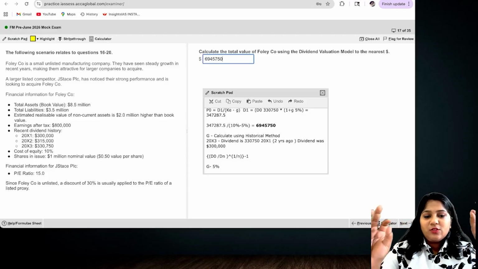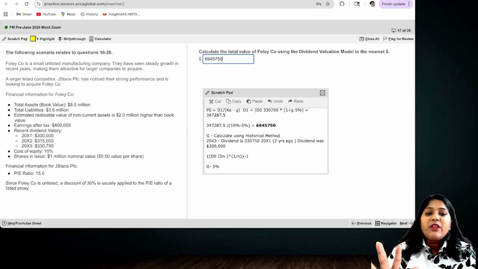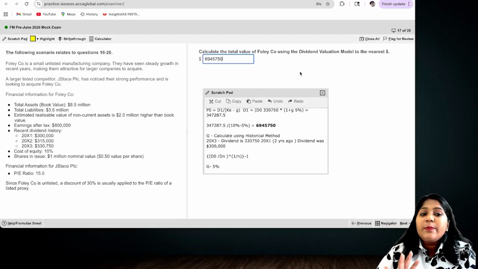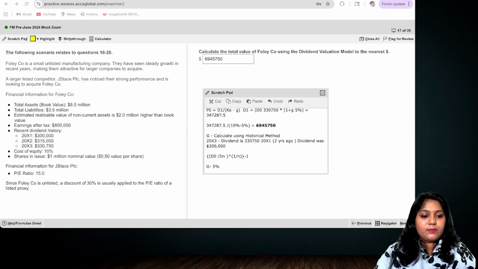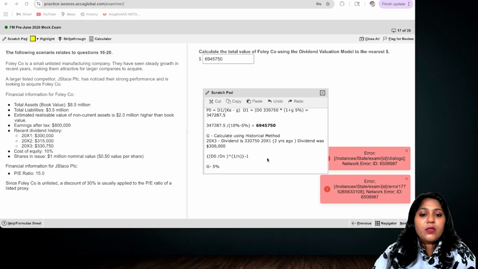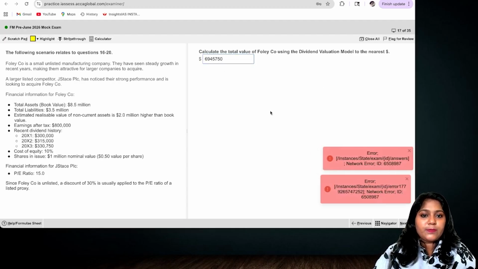No commas, nothing. Just write the exact answer. Don't put dollar, don't put values. Fill in the blanks. Whatever that you get, simply you have to apply that. Don't put anything else. Don't put commas and all of that. 6945750. That's it. Right. So that should be the answer. Right. Let's move to the next question, everyone.